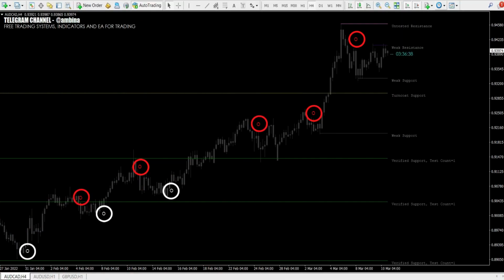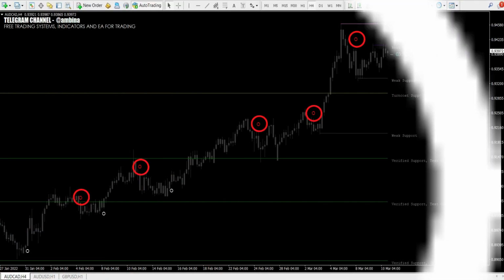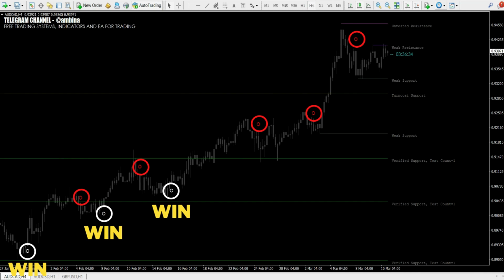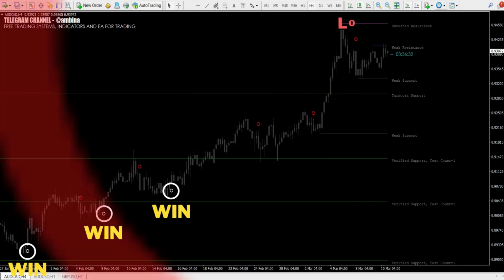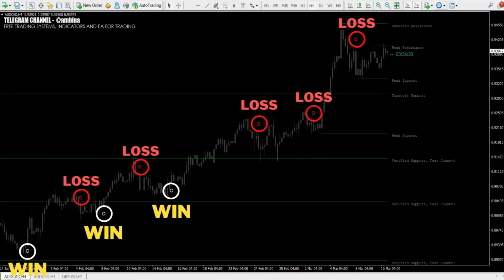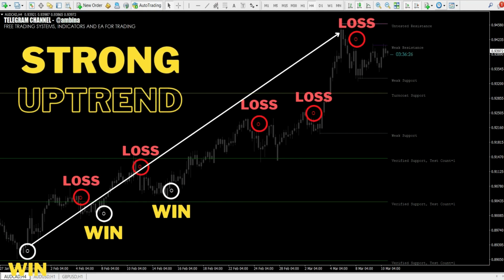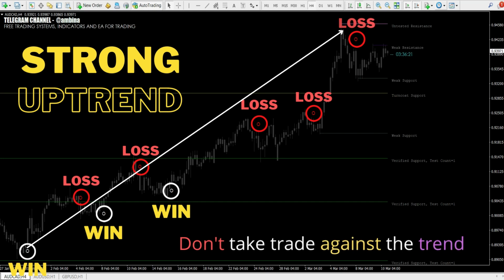Okay, here is an interesting chart. Here out of 8 trades, only 3 trades are winning trades, and the remaining 5 trades are loss trades. Here we are seeing 5 trade losses because the trend is a strong uptrend, and that's why I always say don't take trades against the trend.